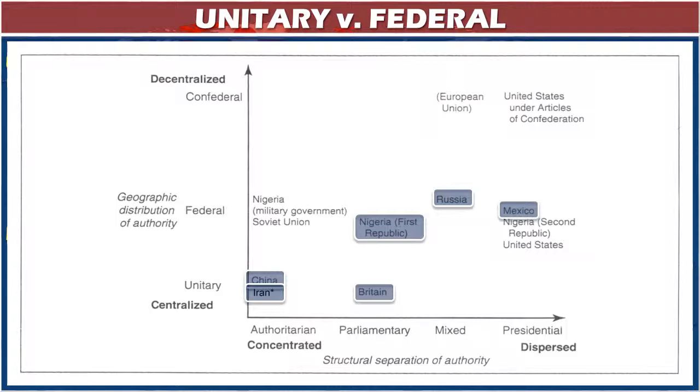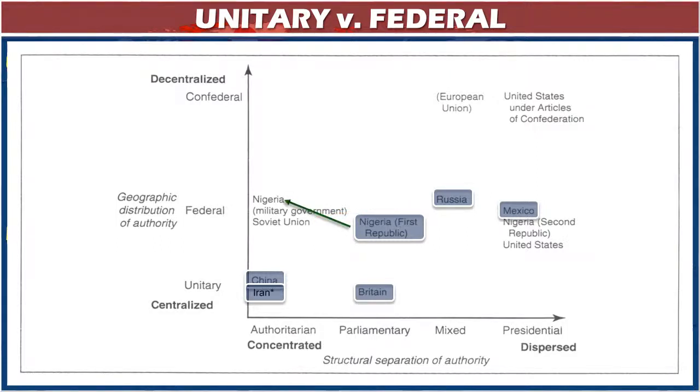You can see that Nigeria is represented in several different places, as are the Soviet Union and Russia. There's a switch, and most of this means that even though they changed their system of government, meaning going from authoritarian to democratic or democratic to authoritarian, they've maintained the same geographical structure to their country. So, for example, the Soviet Union went from being an authoritarian government to becoming kind of a mixed presidential-parliamentary government after the end of communism, as shown by the red arrow.